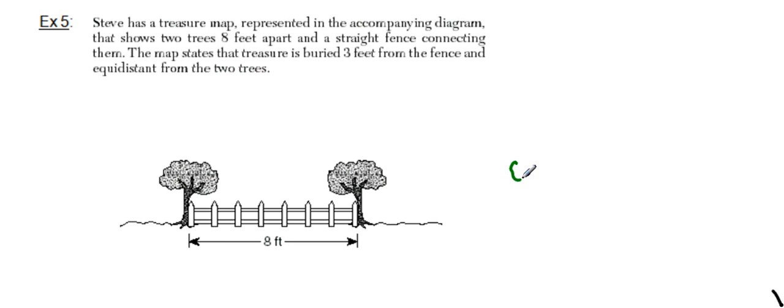So this might be my first tree right here. This might be my second tree right here. And the fence is going to connect those 2 trees. The distance between the 2 trees is going to be 8 feet.